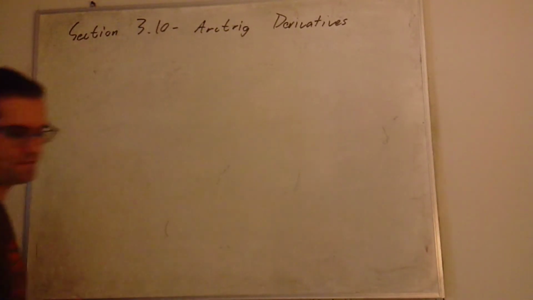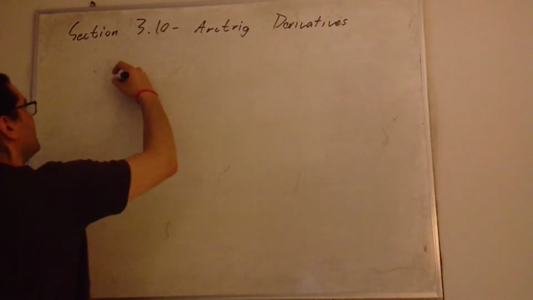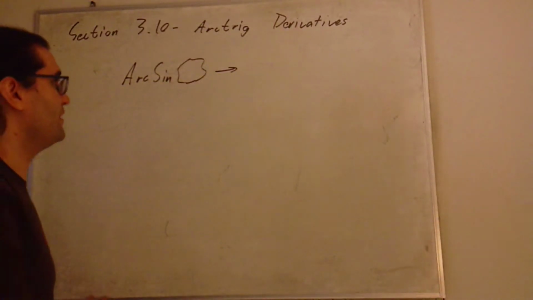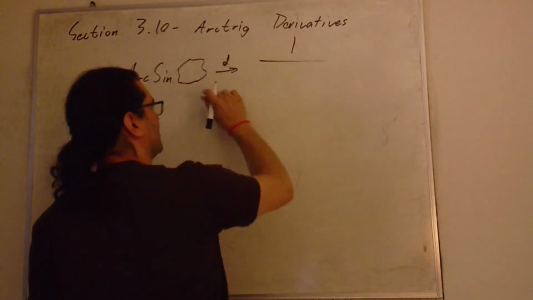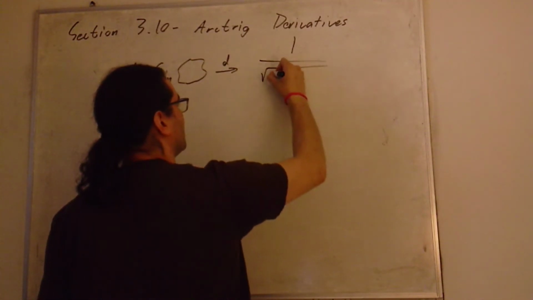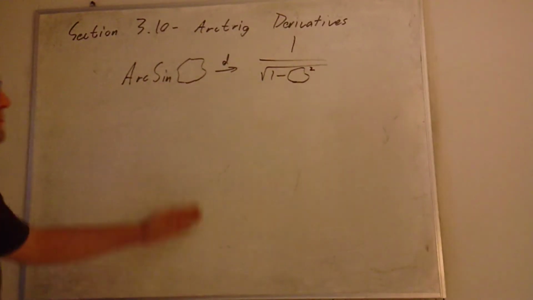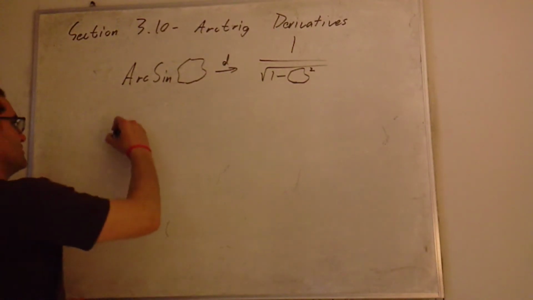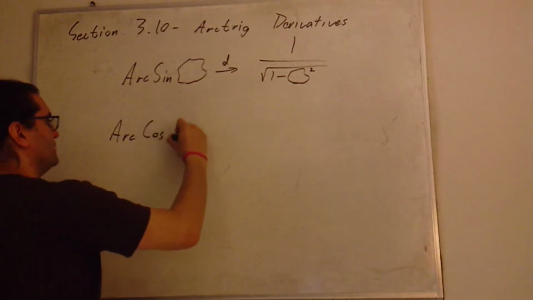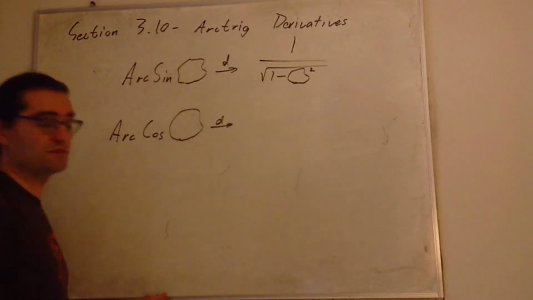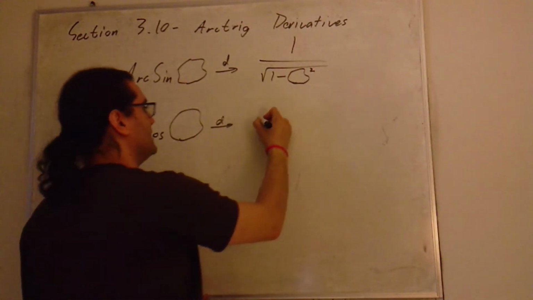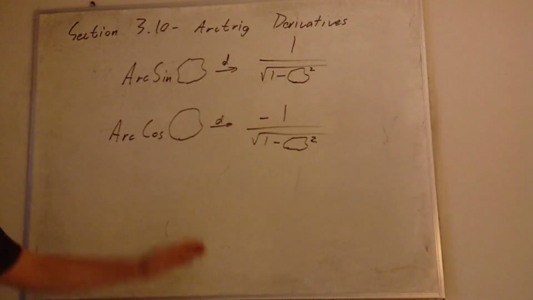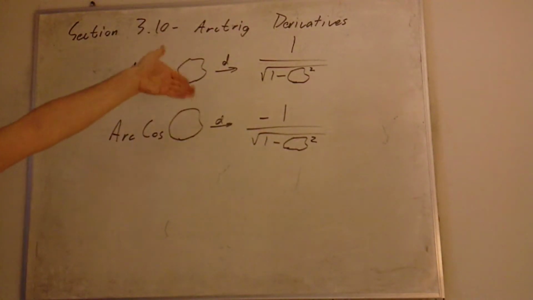So, we have arcsine of something, the derivative here is 1, sorry, d for derivative. Derivative here is 1 over the square root of 1 minus something squared. This is always how you take derivatives of arcsine functions. Arc cosine is almost exactly the same. The derivative of an arc cosine is -1 over the square root of 1 minus something squared. The distinction between these two is going to be very fun when we start doing Calc 2.